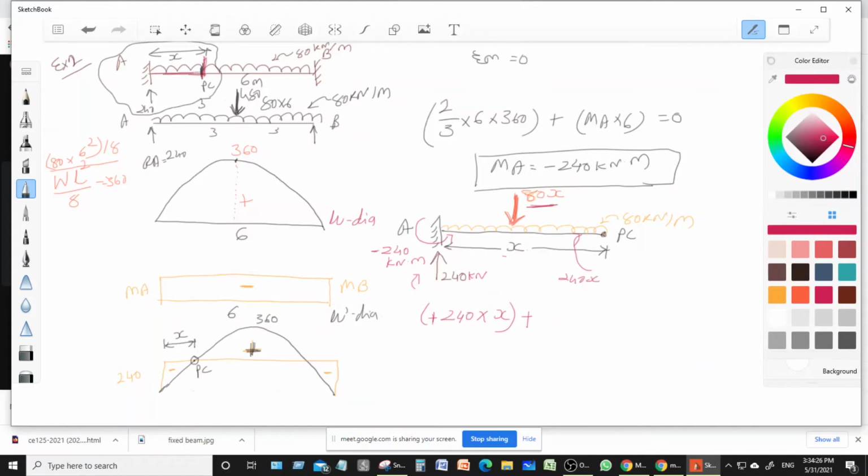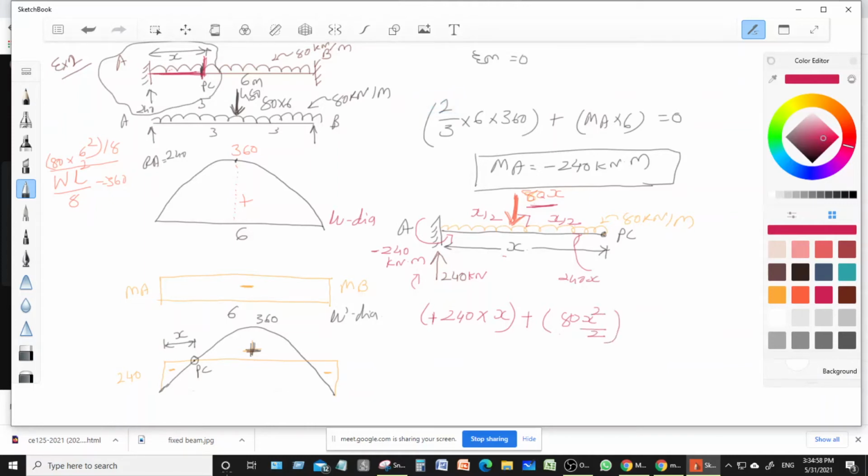In the previous example there is no load, but here you have the UDL. So you have to consider this UDL, that is 80x, and it acts at x by 2, the midspan of that length. So 80x into x by 2, right? Indirectly that is 80x square by 2.